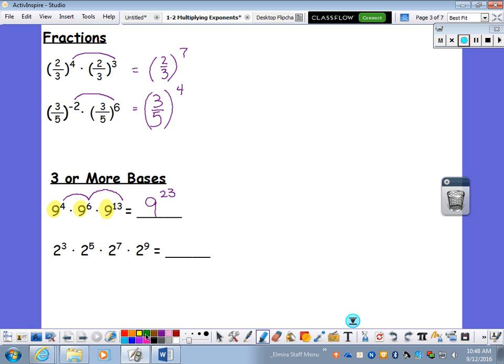So I've got 2, 2, 2, and 2. They're all 2s. So 3 plus 5 is 8. 8 plus 7 is 15. 15 plus 9 is 24. Okay? Then we get a little bit trickier.